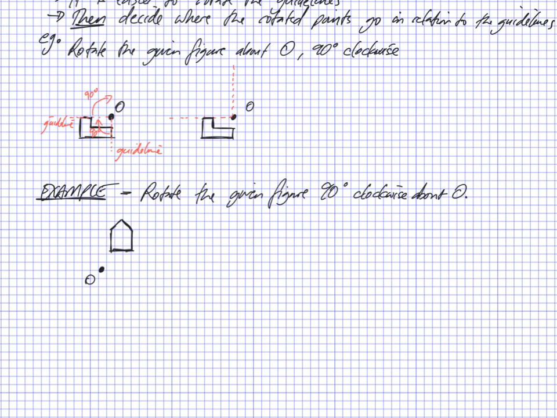So I need to rotate 90 degrees clockwise. So instead of being down and to the left, now the down guideline is going to be to the left, and the left guideline is going to be directly up. So how does that help me with drawing the image? Well, I can see that this first corner is just one away from the origin, and it's in line with this down guideline.